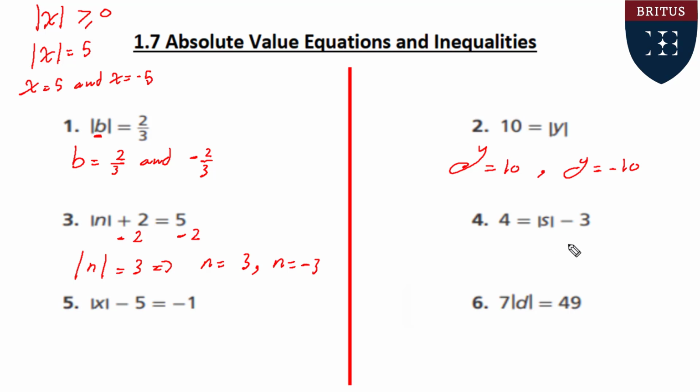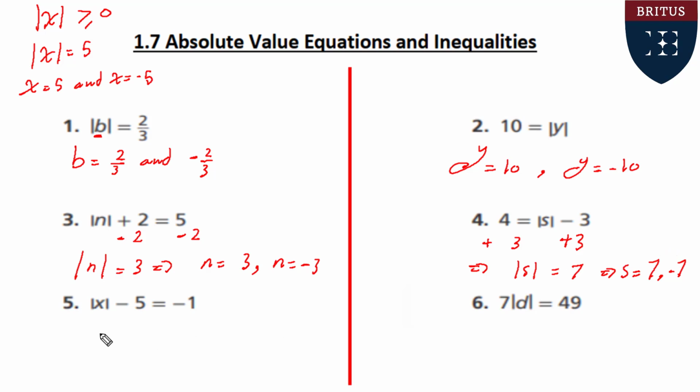Absolute value of s minus 3 equals 4. Just add 3 to both sides. We can deduce now that absolute value of s is equal to 7. Now s equals what? Yes, s equals 7 and s equals negative 7.